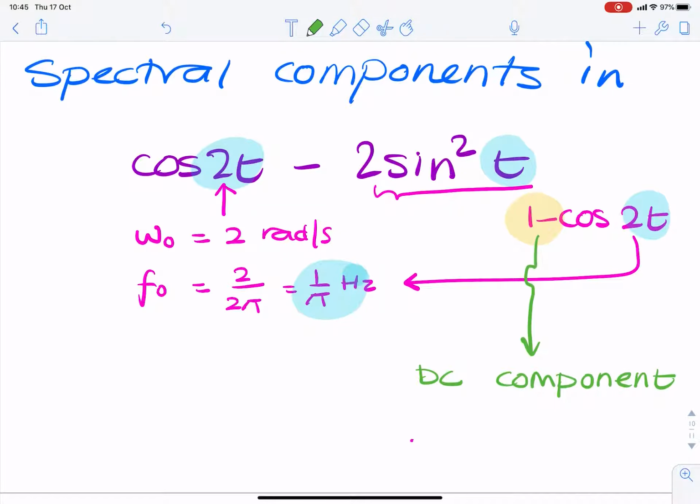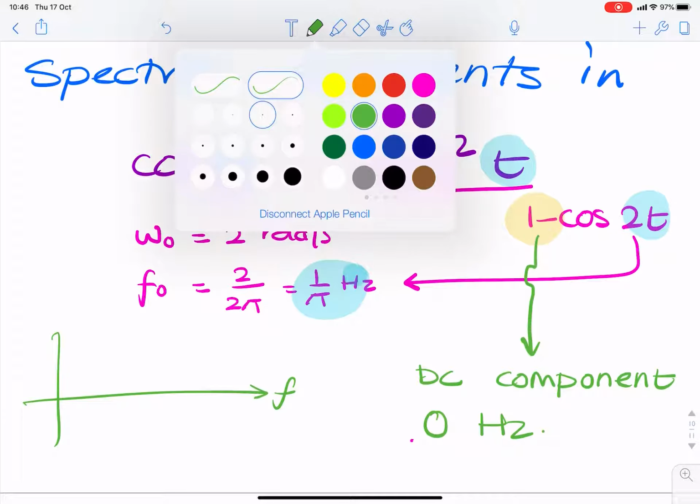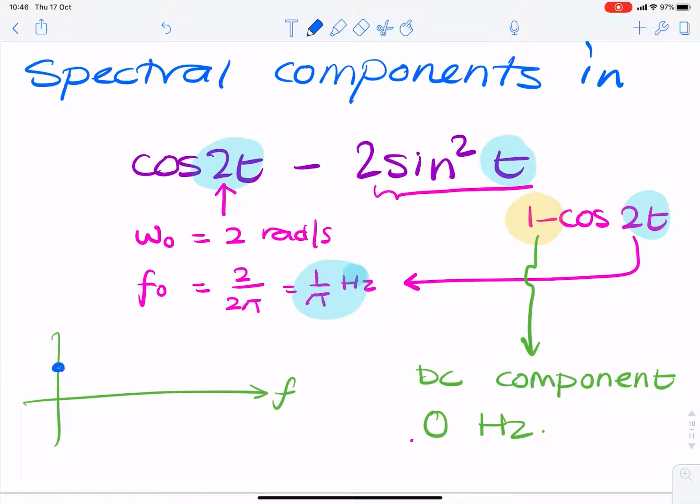So what's the frequency of this DC component? This will show up at 0 hertz. So in our spectrum, in our spectral representation, where we have frequency here, we will have some component here. And then we'll have a component at 1 over pi. So that'll be our fundamental component. So that'll be 0, and that'll be 1 over pi.